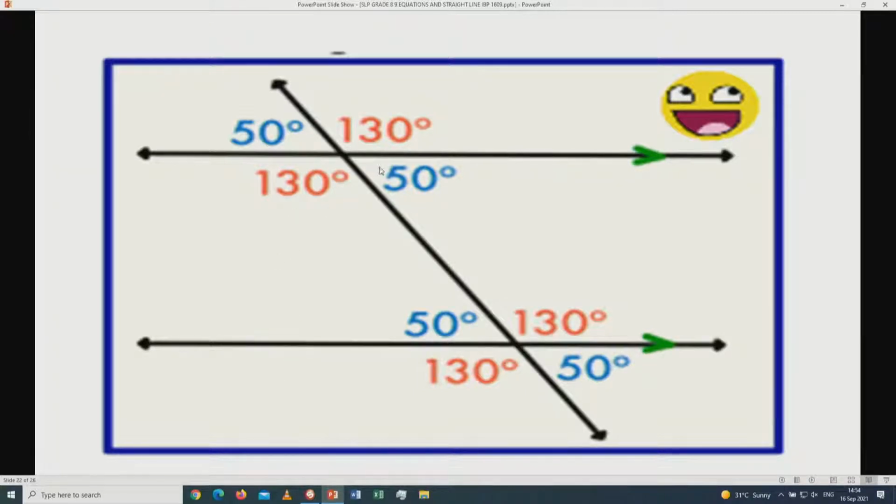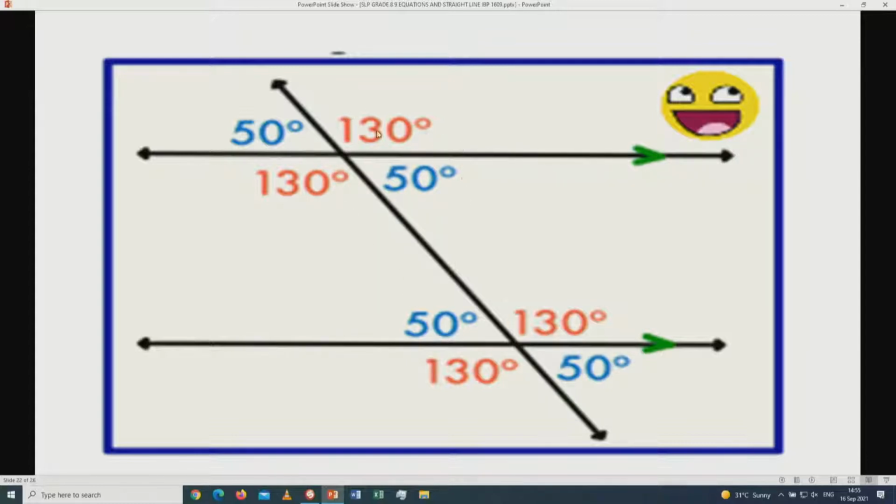Again, alternating 50 and 50, 130 and 130, corresponding 130 and 130. They are above the parallel lines on the same side of the transversal. They are equal. They are below the parallel lines on the same side of the transversal. They are equal. Alternating is on either side. Remember your vertically opposite angles: vertically opposite equals vertically opposite.